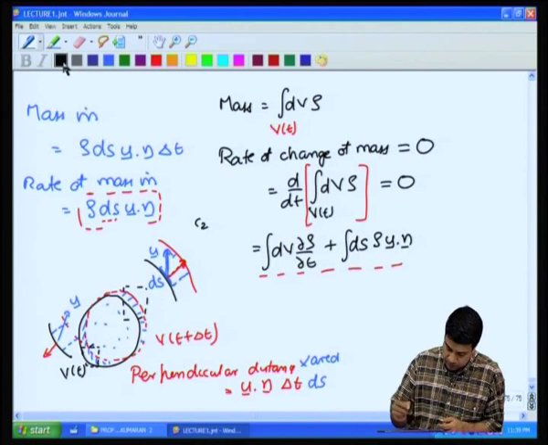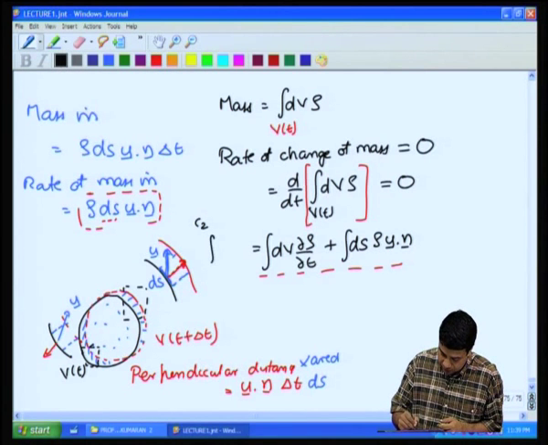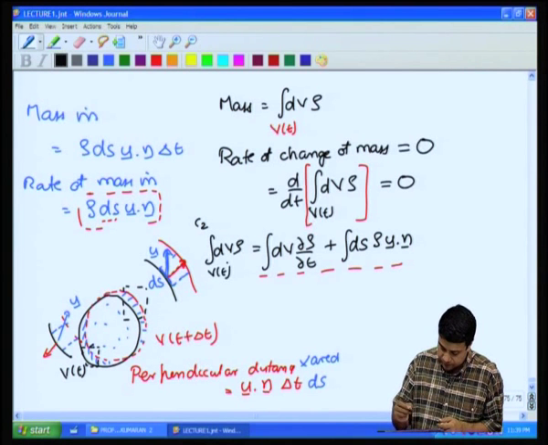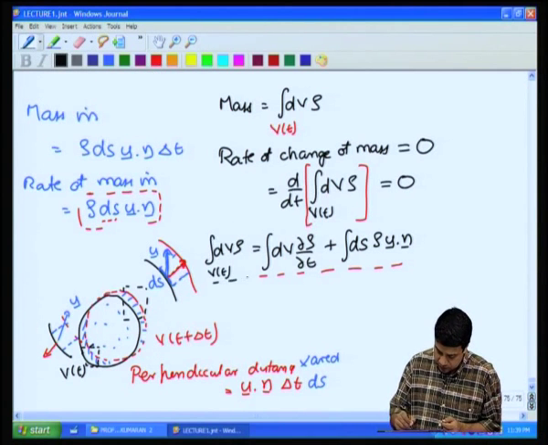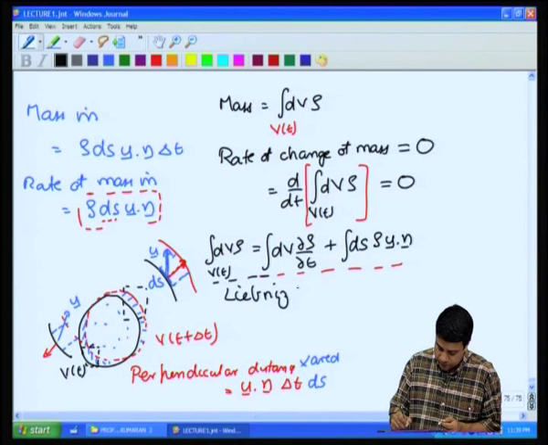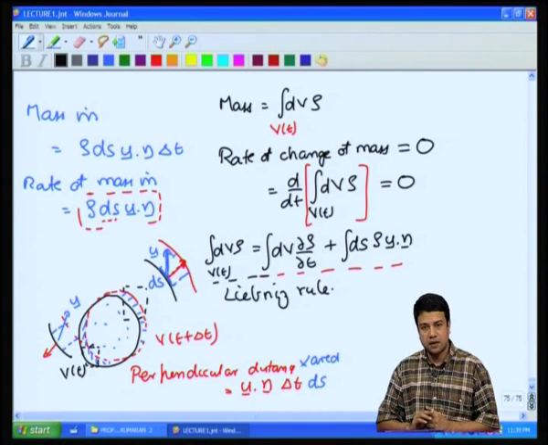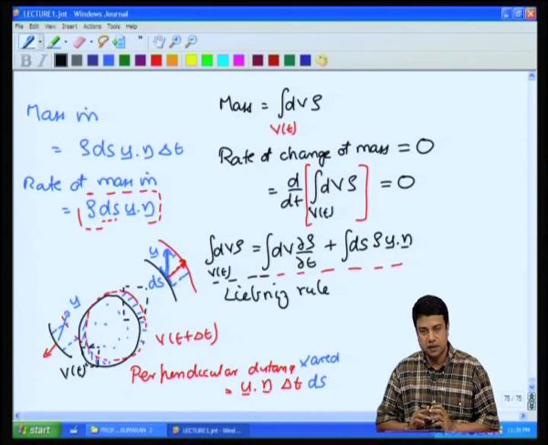This identity, integral dv rho over something that is a function of time, is called the Leibniz rule, and it works not just for density, but for all other things. It works for momentum, for energy, and so on.